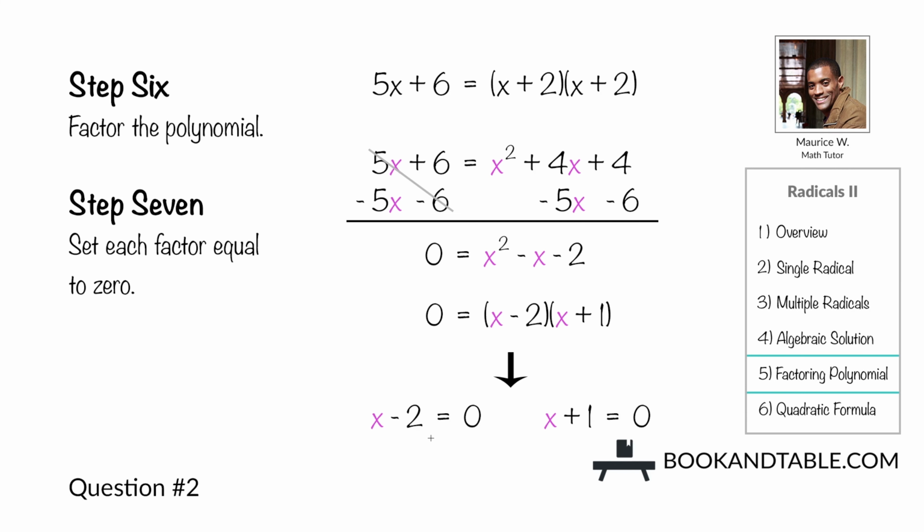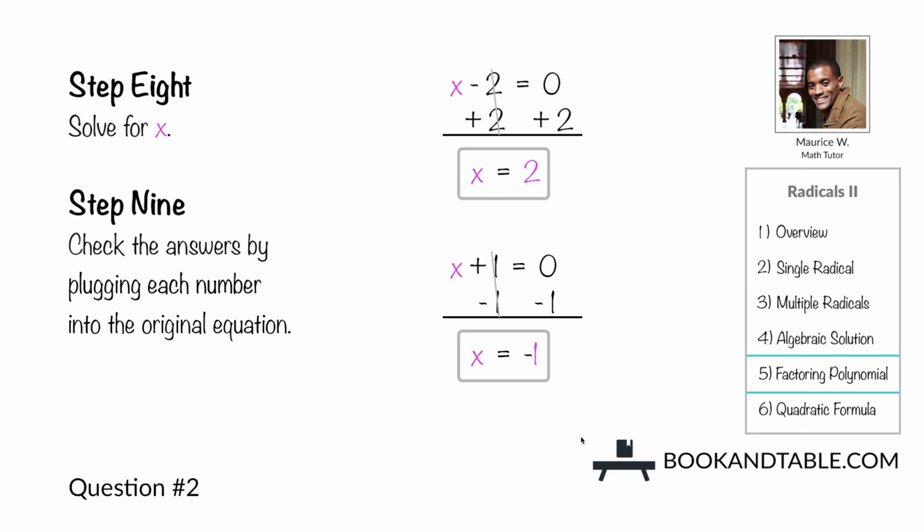And now we want to solve each of these for x. So x minus 2 is equal to 0. We add 2 to both sides, giving us our first potential answer of x is equal to 2. The second factor was x plus 1. We subtract 1 from both sides, giving us our second potential answer of x is equal to negative 1. So now we want to check the answers by plugging each number into the original equation.